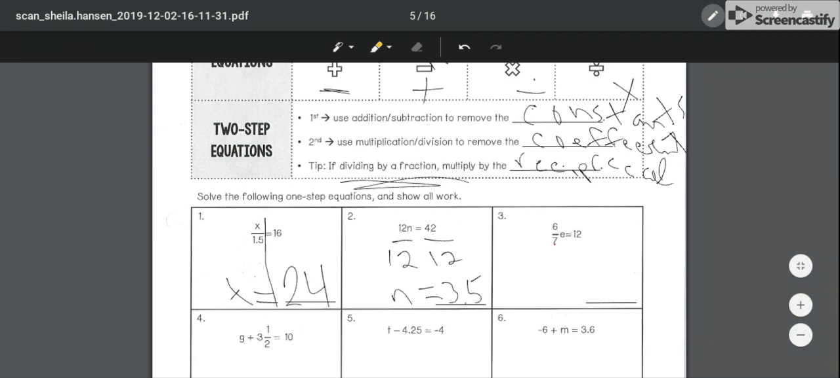Okay, the next one is what they're talking about right here. So we have a fraction, and it's 6/7. To get rid of that 6/7, if we multiply by the reciprocal of 7/6, it cancels out, because 7 times 6 is 42. 6 times 7 is 42. 42 over 42 is 1. So they cancel out, and they become just E.